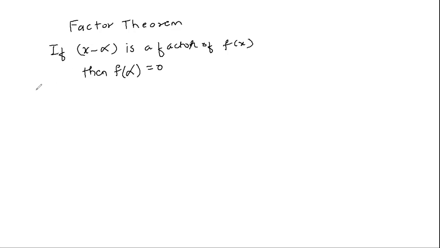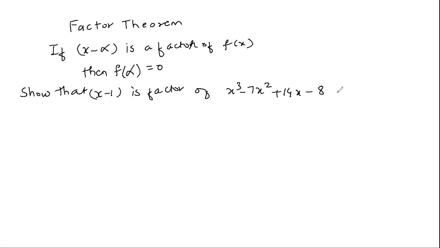Okay. So the question is like this: show that x minus 1 is a factor of x cubed minus 7x squared plus 14x minus 8. And also we have to factorize this completely. Okay. So basically this type of question comes for 3 marks, and this is one of the ICSE questions which came in 2007. Okay, let's do this.